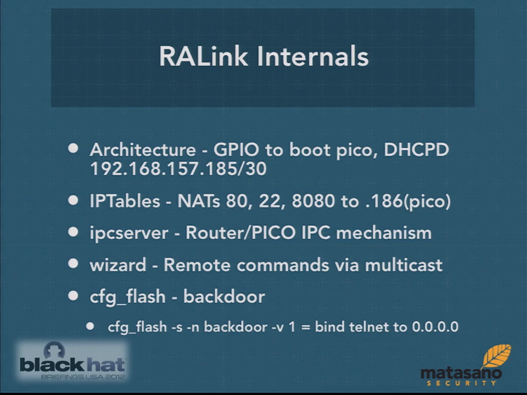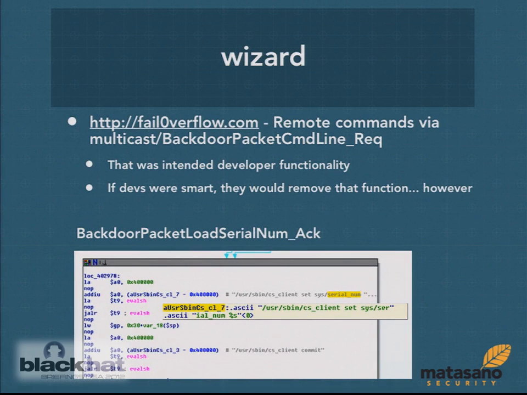Now, Fail Overflow a couple months ago did a blog post on this device and noted that within that wizard application there was a backdoor packet command line which allows someone to send raw commands that are literally executed with eval, just straight up. And it's obviously intended functionality. The developers meant to do this. However, now that it's public knowledge, I'm assuming that they're going to maybe take it out in the next version.